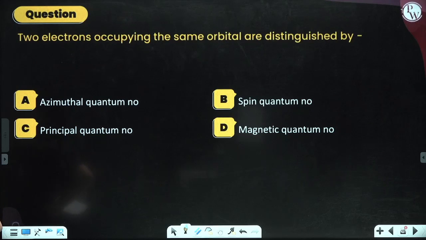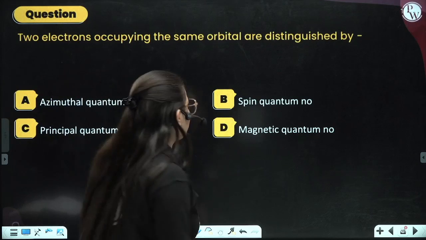Yes, students. I guess this is a kind of theoretical question and you all are aware of this particular question as well. Yes? Okay, do you know this thing?